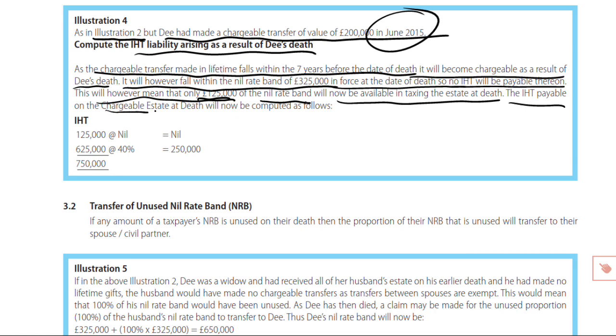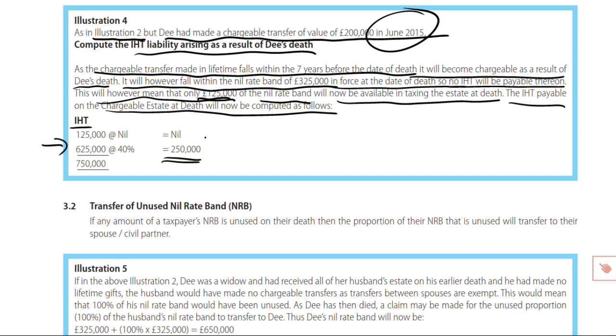So now the IHT payable on the chargeable estate will be computed as follows. Now, IHT on death estate, only 125 remained. You'd explain where the 125 came from: 325 nil rate band less the 200,000 used on the lifetime transfer made in June 15. 125 at nil. Now that pushes more of the 750,000 up into the 40% band. So now 625,000 of the estate is taxed at 40%, pushing up the tax charge to 250.